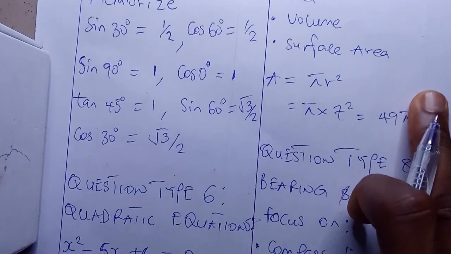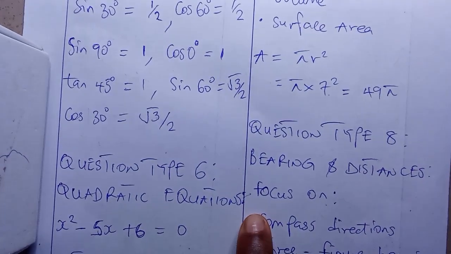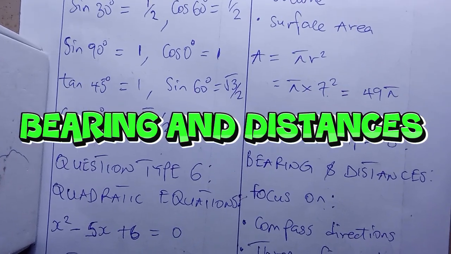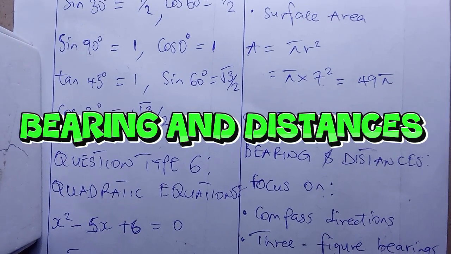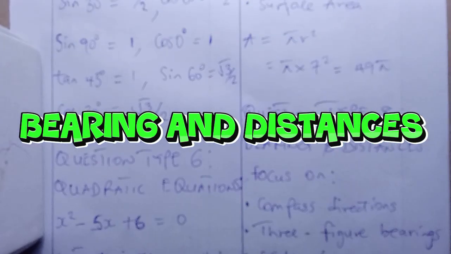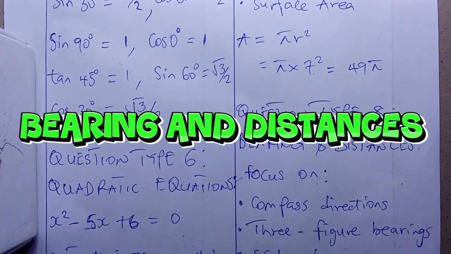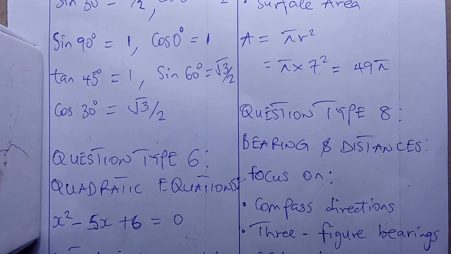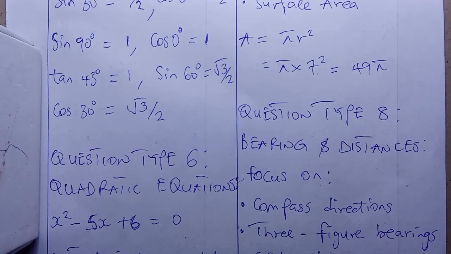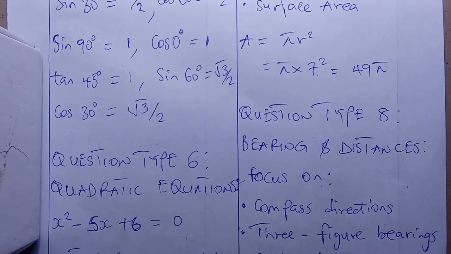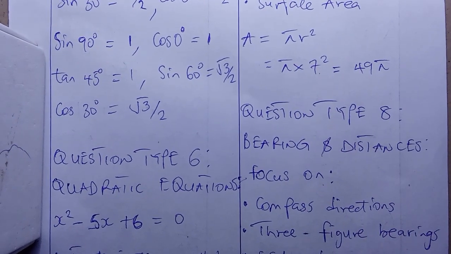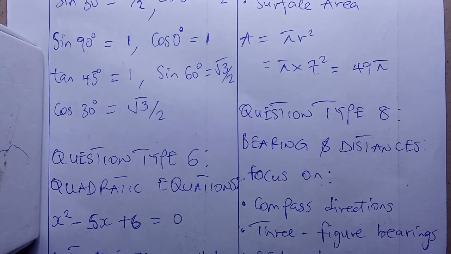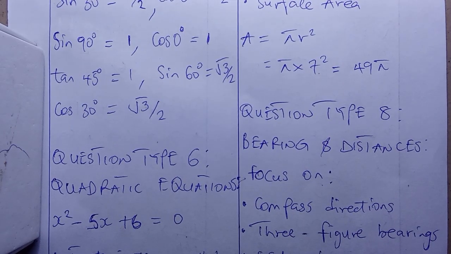Question type 8, we have bearing and distances. In secondary school, this was one of the topics that I hated the most, but when I saw it in my WAEC, it broke my heart. That's why I ensured I added it in this video. It is a surprisingly common WAEC topic. Students often skip it, but examiners don't skip it.